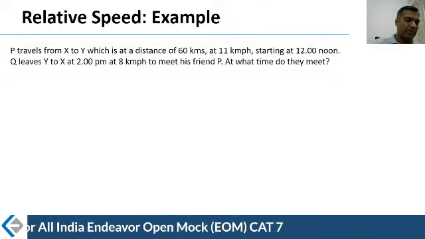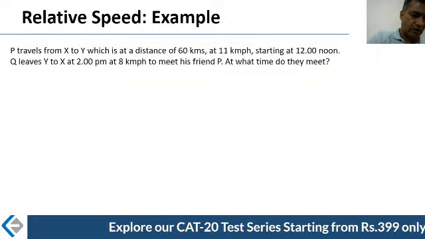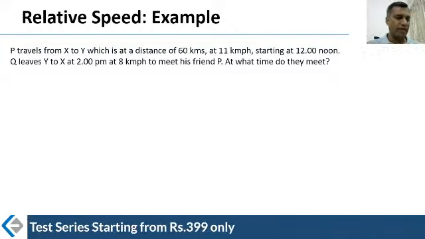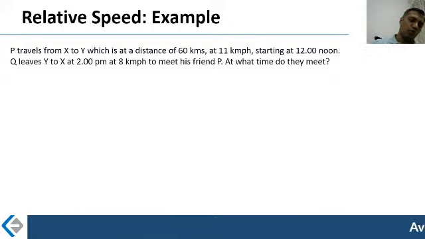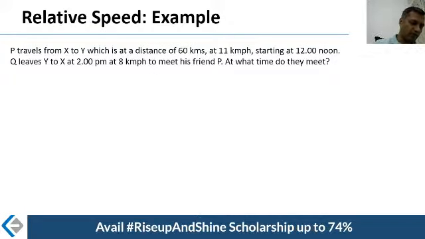Here we go. P travels from X to Y, which is at a distance of 60 kilometers, at 11 kilometers per hour, that's the speed, starting at 12 in the afternoon. Q leaves Y to X. There is another fellow who started from the other side, with the idea to meet his friend P, but he left at 2 p.m. with a speed of 8 kilometers per hour. Maybe they are cycling. At what time do they meet?